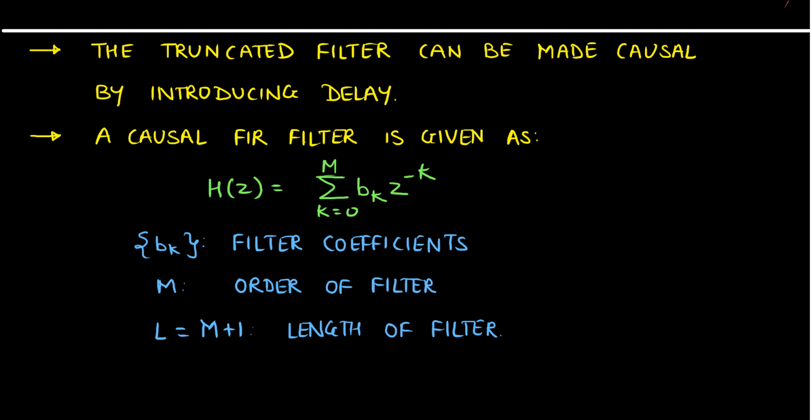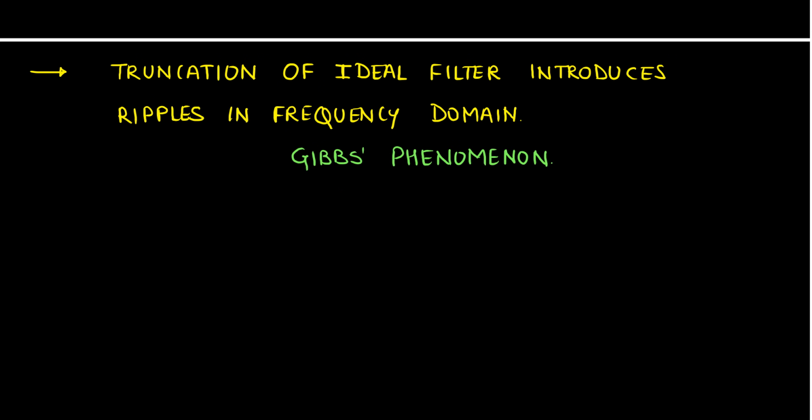Now by truncating this filter, we are compromising with the ideal nature of its magnitude response or frequency response, and this truncation of the ideal filter introduces ripples in the frequency domain, which is nothing but the Gibbs phenomenon. In the subsequent lecture, we are going to see how to deal with these ripples in the frequency domain, and how we can reduce them by some techniques. So till then, let's stop here. Thank you.